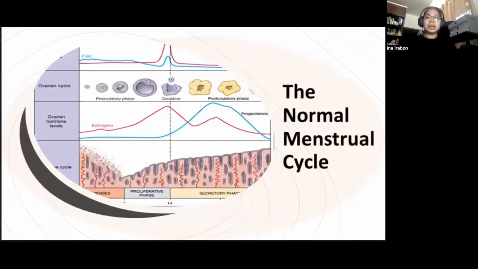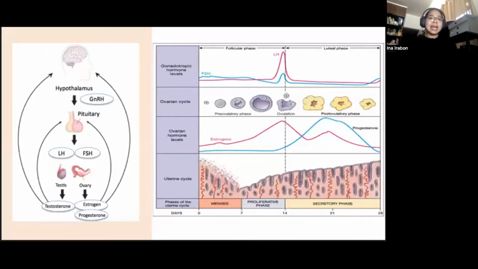So let's first talk about the normal menstrual cycle. The precise sequence of events in the menstrual cycle occur in a cyclic process at about monthly intervals. And when I say monthly intervals, I mean that the menses come in on average every 28 to 30 days. When we talk about the menstrual cycle, we talk about the cyclical and synchronized anatomic and hormonal changes that happen in the ovaries and endometrium. In other words, there are simultaneous anatomic and hormonal changes that happen both in the ovaries and endometrium.